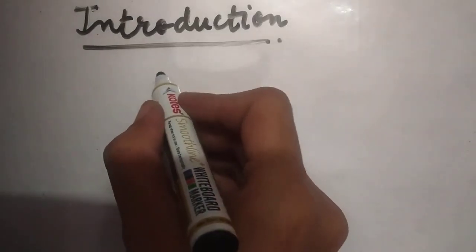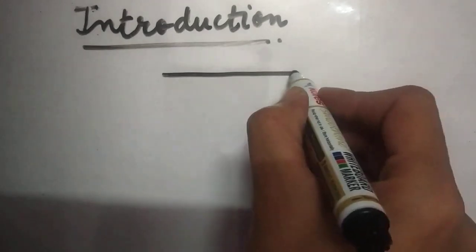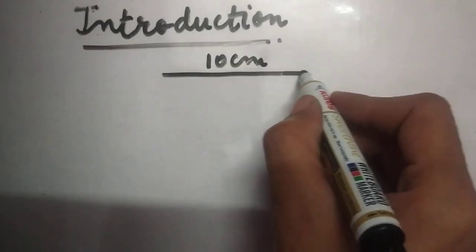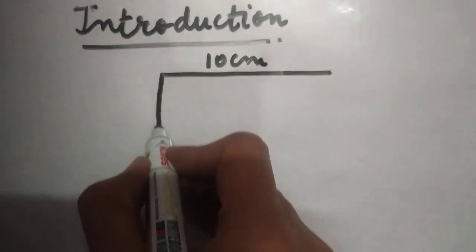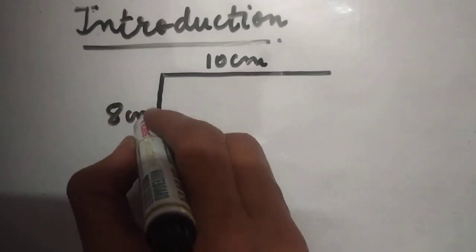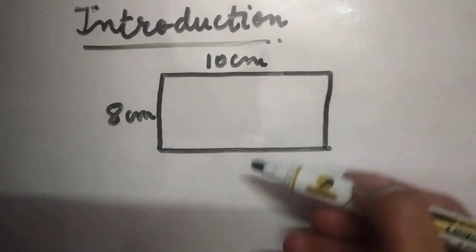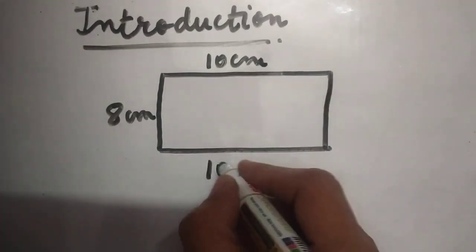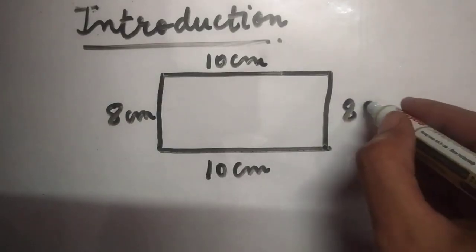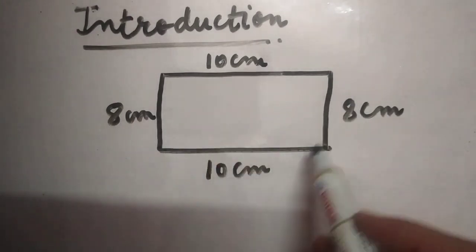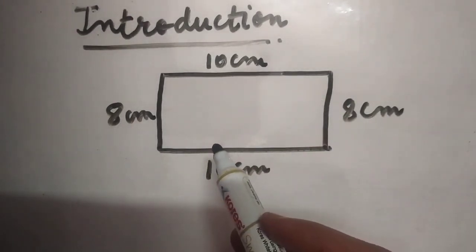Now let us suppose I am making a rectangle of length 10 centimeter and breadth 8 centimeter. And dear children, you must know that opposite sides of a rectangle are equal. So this is again 10 centimeter, length is 10 centimeter, and breadth I am taking 8 centimeter. Now, dear children, this rectangle has been created with the available 4 measurements. You can see 4 measurements are given to us and we have made a rectangle.